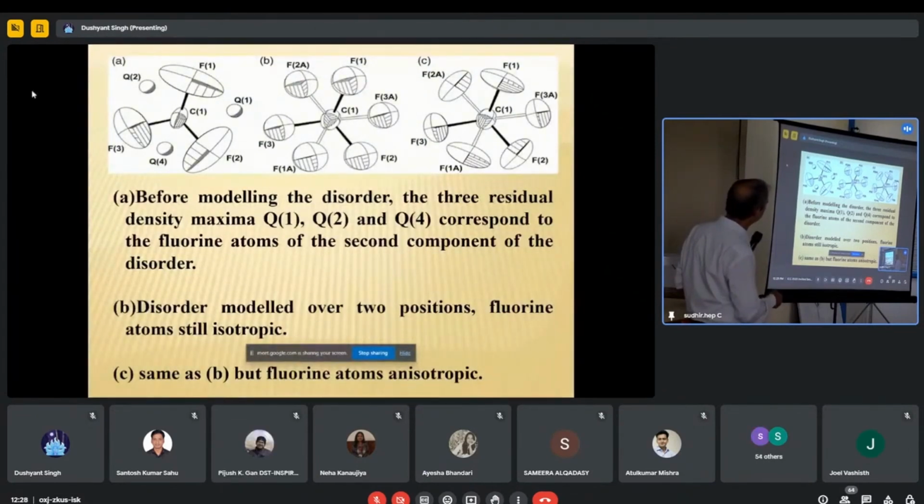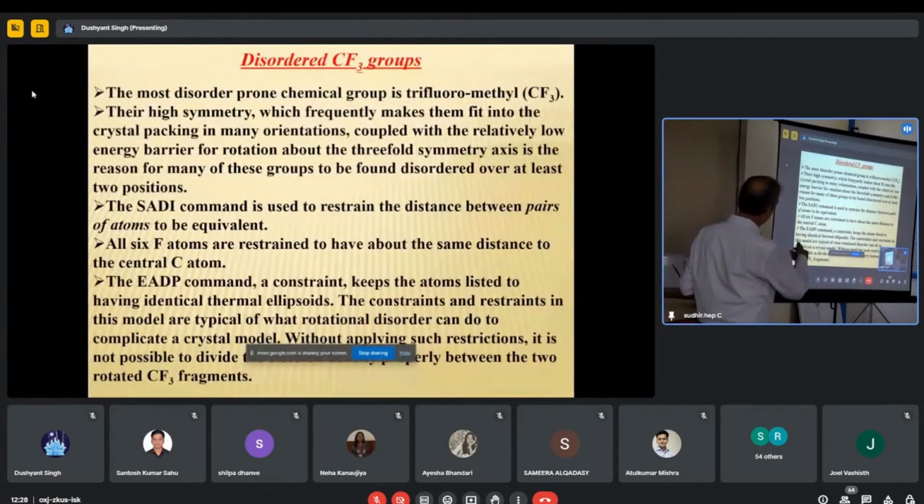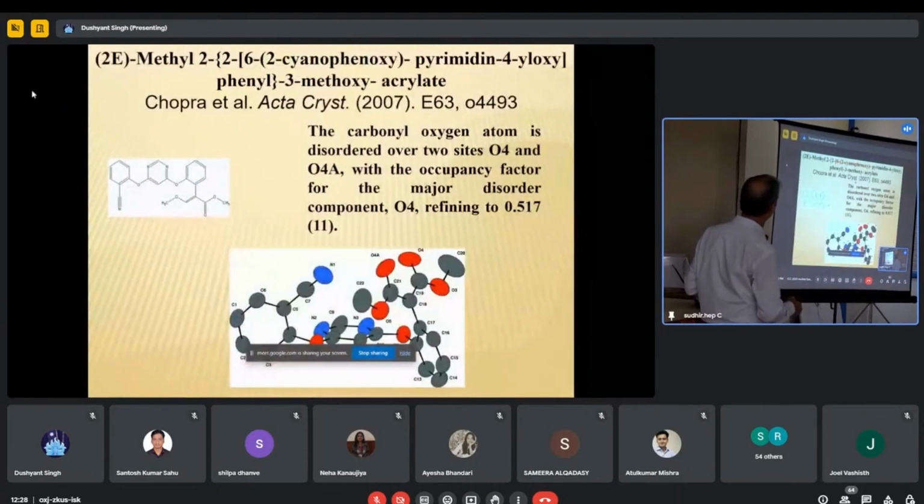Here you can see it is a complete circle, because we have made the refinement isotropic. When you make it anisotropic, it will become an ellipse. I will skip it because of the time constraint.